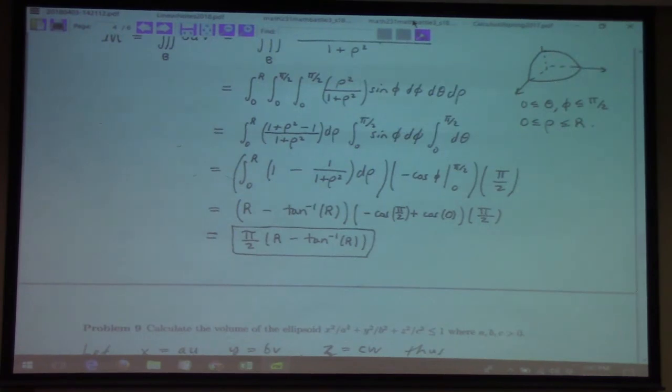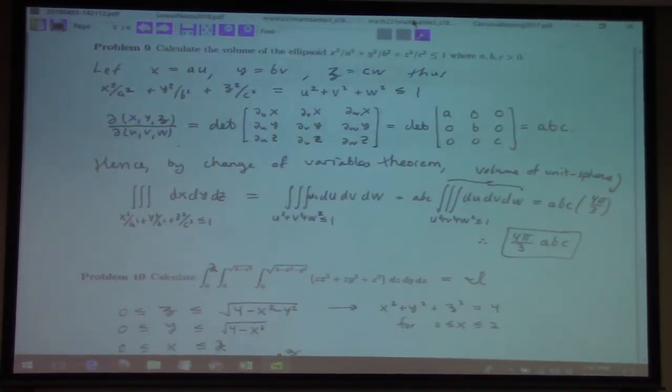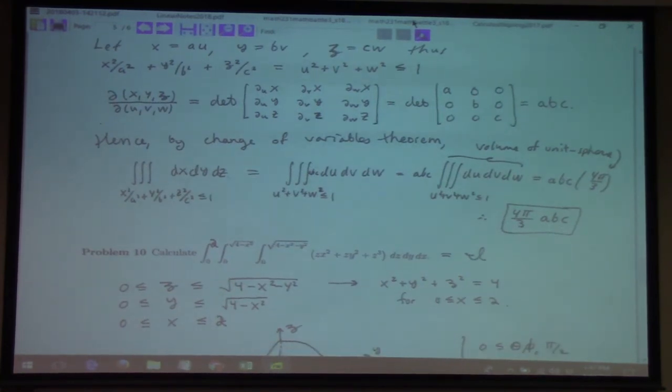Actually, not that bad an integral when you just do the algebra. Here's the ellipsoid problem, which we worked in class the other day. And here's an example of what I was talking about. My solution, you notice, does not prove that this is 4 pi over 3. This is something we've done before, so it's a well-known result, and you can reference that the volume of a unit sphere is 4 pi over 3.